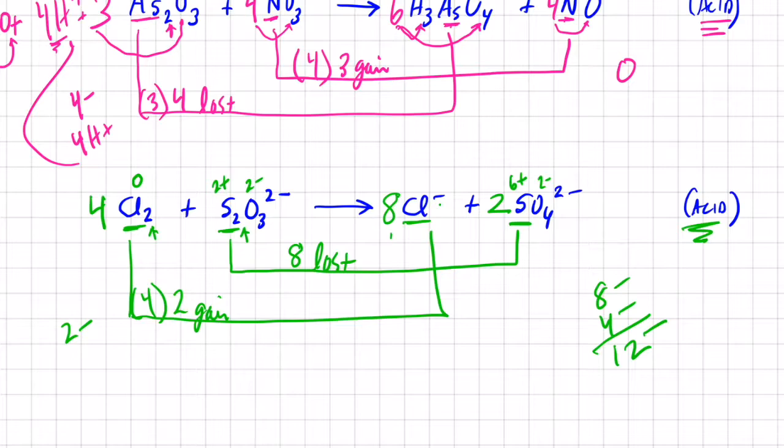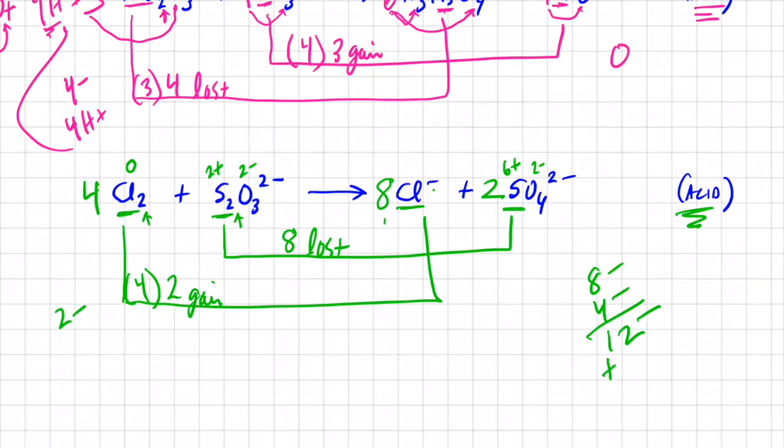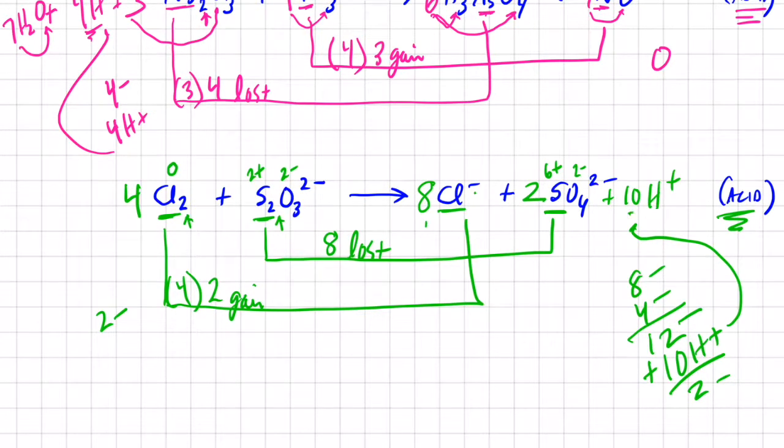It's an acid solution, so it looks like we need to add 10 H pluses here to give me 2 negatives on both sides. So let's write in plus 10 H pluses. Last step, we'll balance all hydrogens using water. So we have 10 hydrogens on this side, so let's add 5 H2Os on this side to give me 10 hydrogens.